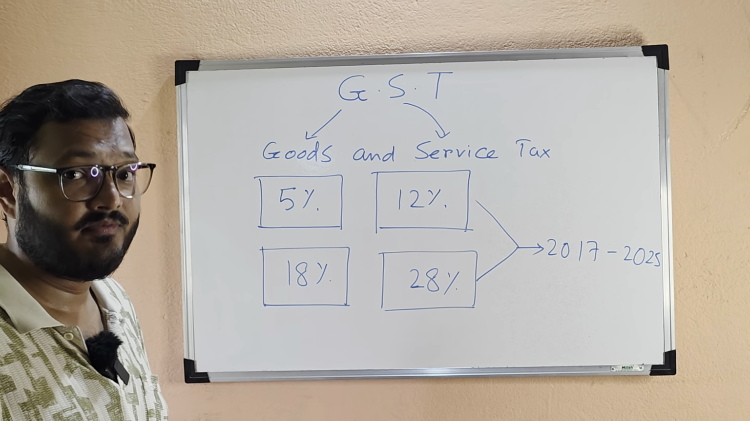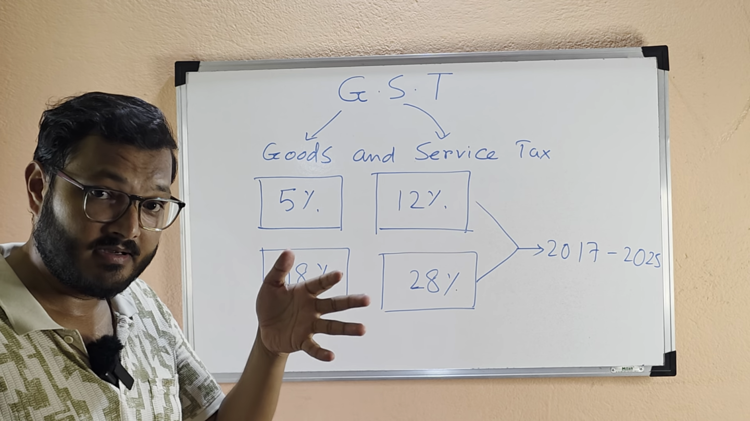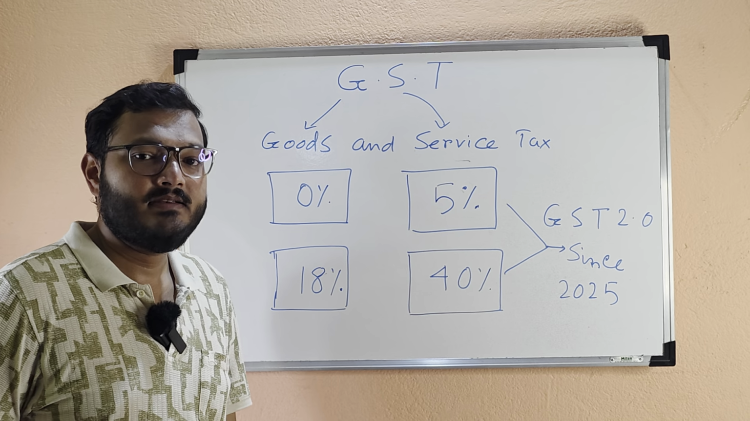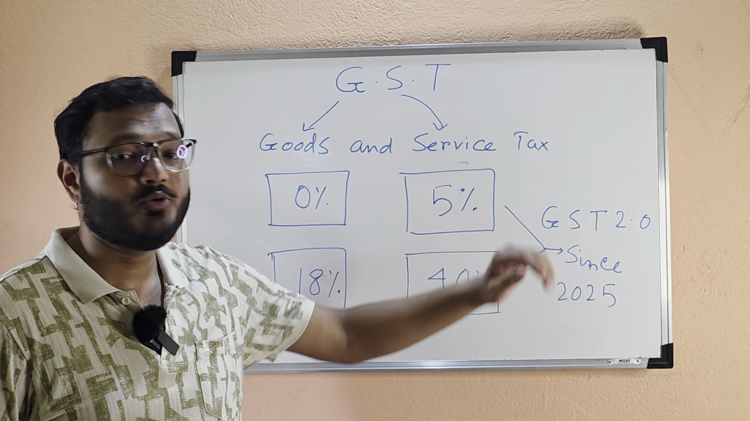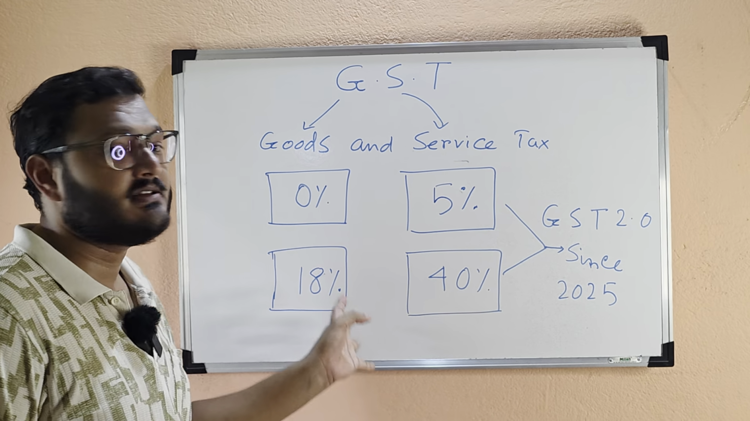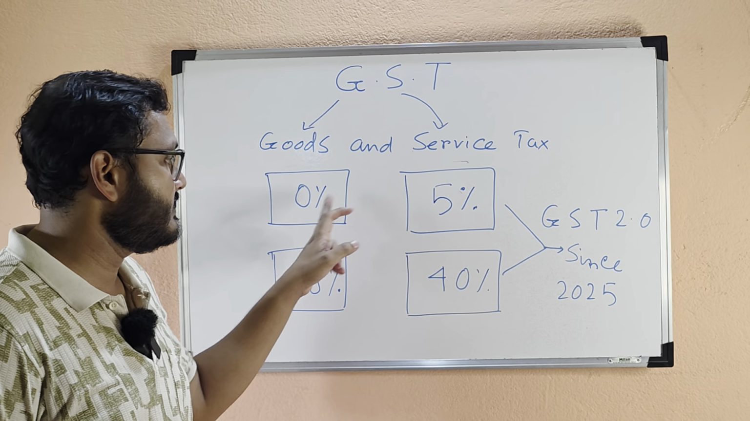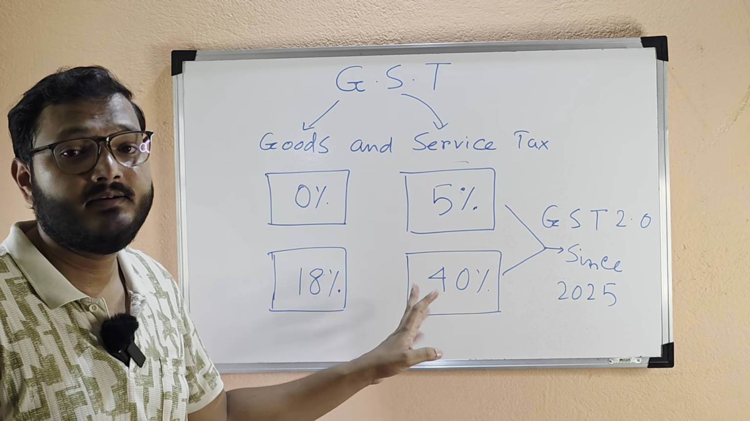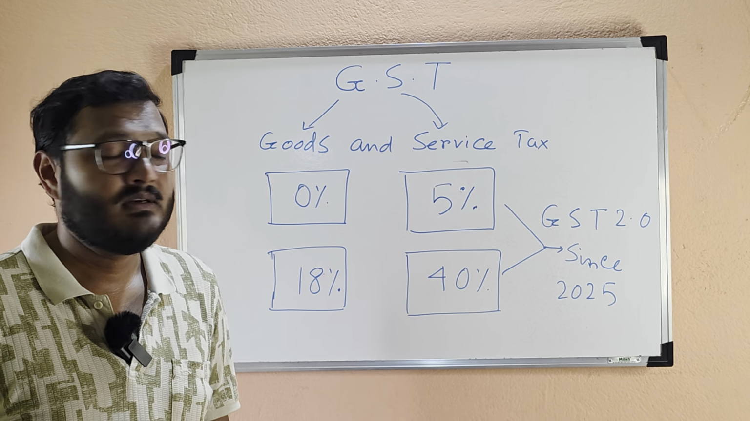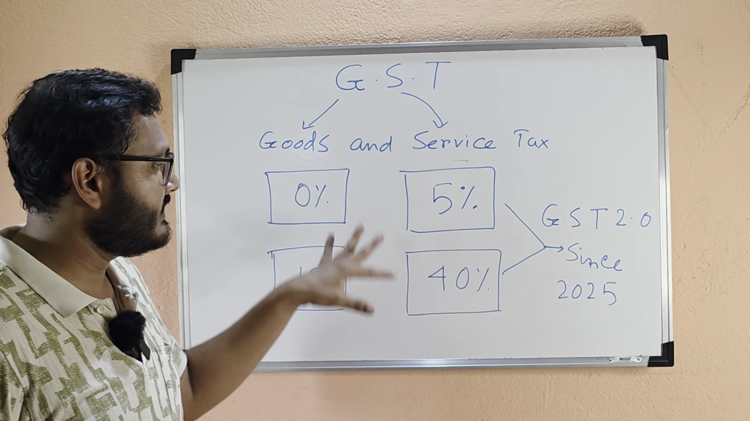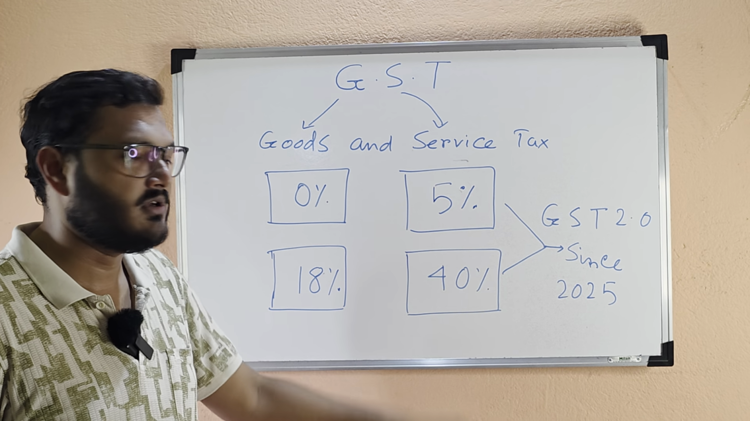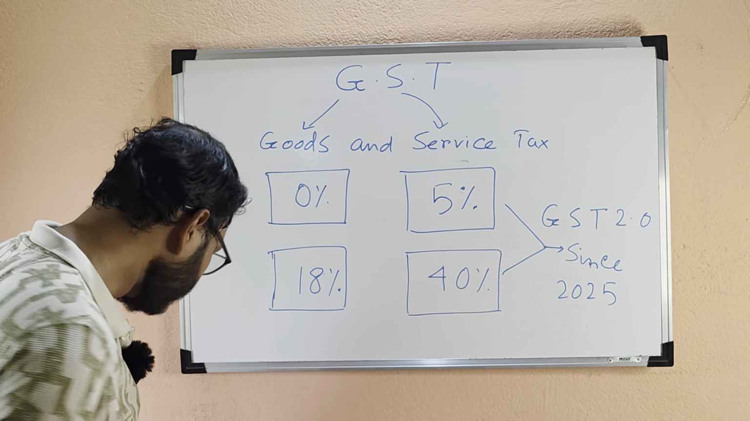Now after 2025, India's GST 2.0 came. In GST 2.0, since 2025, they changed the slabs of the GST. There is 0%, 5%, 18%, and 40% for the luxurious items, luxurious cars, and all. So this is the current structure or the slabs of GST since 2025.